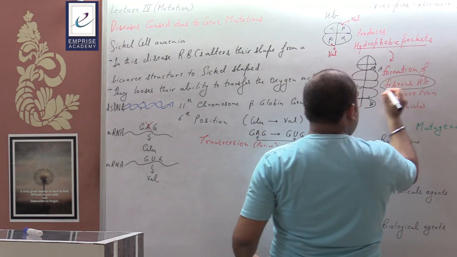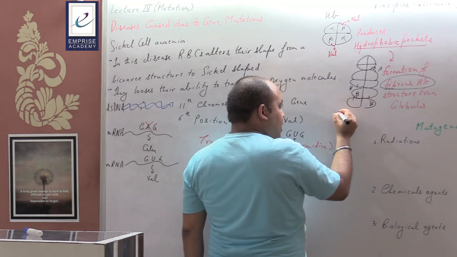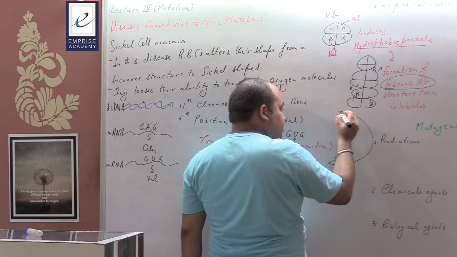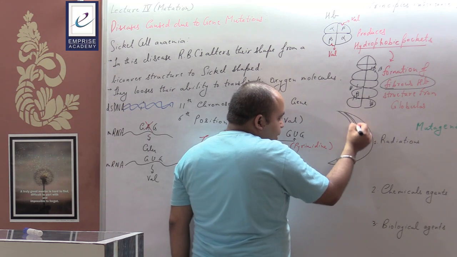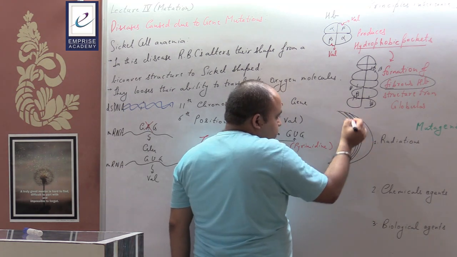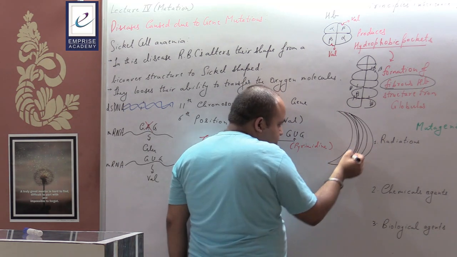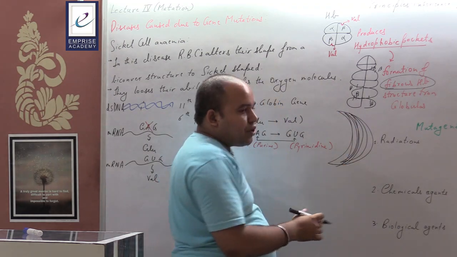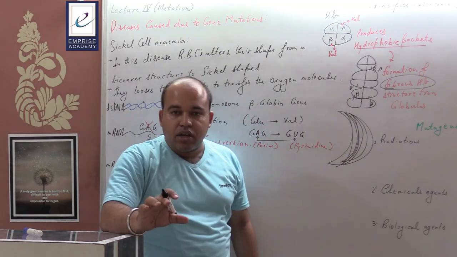Once the fibrous hemoglobin structure is being formed, the RBCs become sickle shaped because of the fiber-like structures which are being produced within the structure of the RBCs. See, this is very important. No teacher is going to tell you anything about sickle cell anemia.